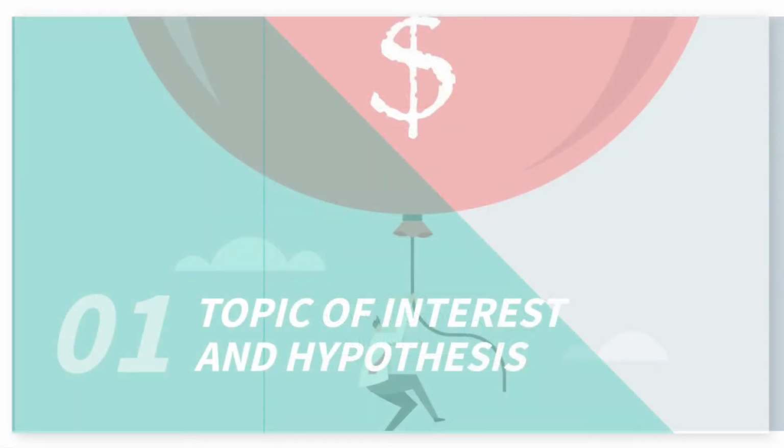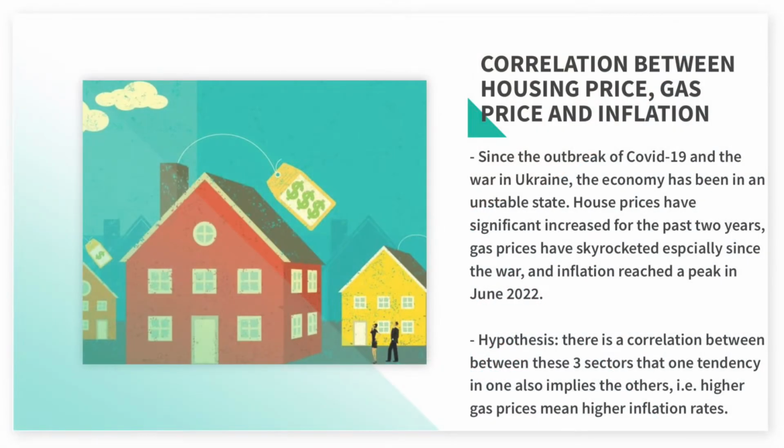Now for the topic of interest and our hypothesis. As consumers in the US economy, Tony and I have definitely noticed increased housing price, increased gas price, and just in general increase in prices of goods due to inflation. And it's no secret that this is in part at least due to the COVID-19 pandemic and the war in Ukraine, especially for gasoline prices.